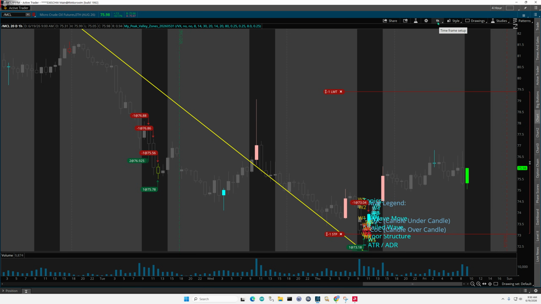So once again, there's your 5 waves. There's your poor structure, and it shows you the candle body, under candle body, over candle body that creates the waves. And you can see a trade that I made and a trade that I'm in.